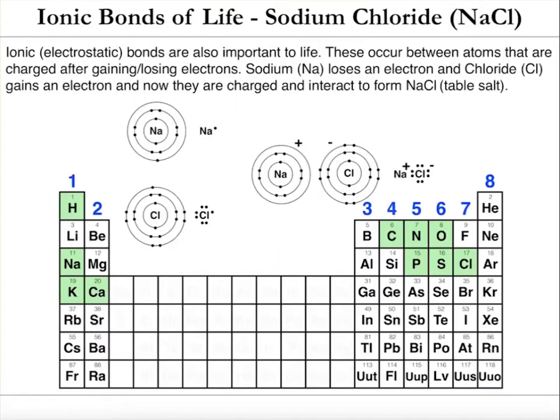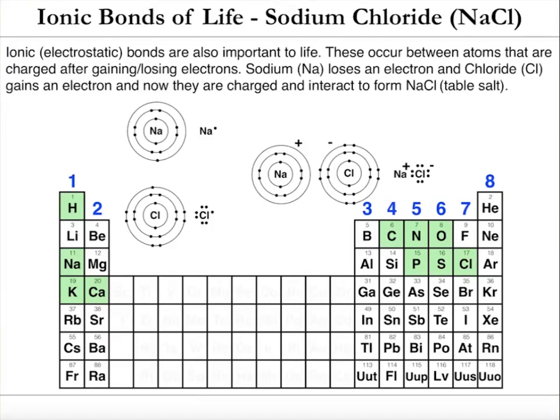So now that we've gone through covalent bonds, we can look at a different type of bond that's also really important to life and that we can also understand through our understanding of the periodic table, called ionic bonds, or sometimes called electrostatic bonds. So these occur between atoms that are actually charged or become charged after gaining or losing electrons. So instead of sharing electrons as in a covalent bond through the outer valence shells, these atoms will actually interact by gaining or losing electrons to fill that octet rule.